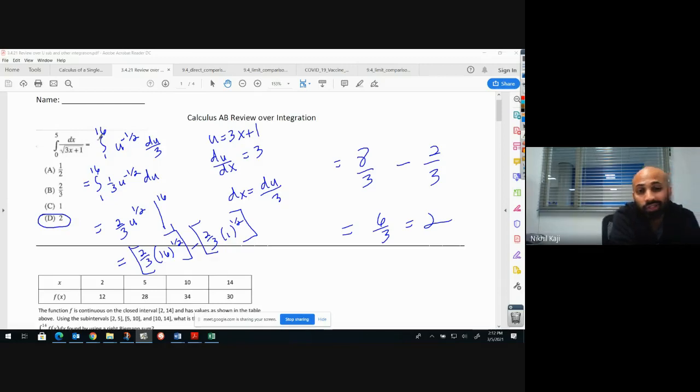And again, if you didn't want to change your bounds to u, you could have left them 5 and 0. You would just have to go back to whatever our u is equal to, in this case 3x plus 1. And then you could use 5 and 0, and you would get the same answer.